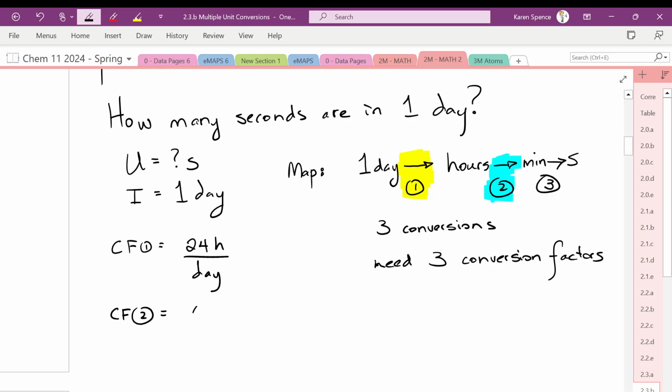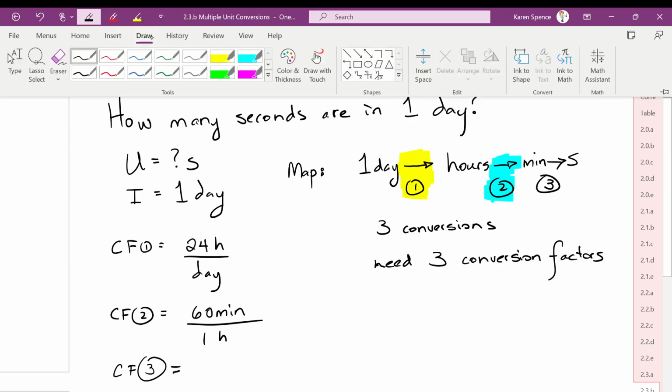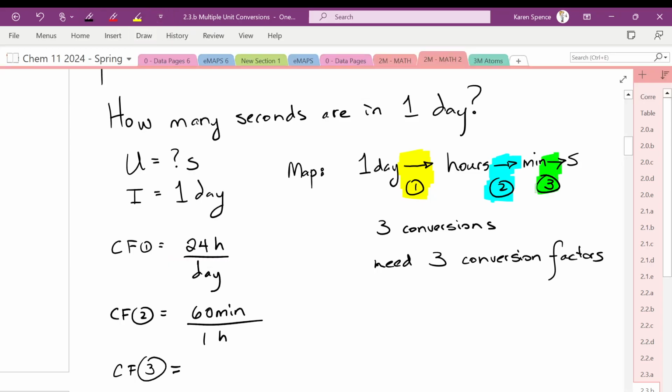Oh my God, 60 minutes per 1 hour. Okay. Conversion factor number 3, going from minutes to seconds. There are 60 seconds per minute.